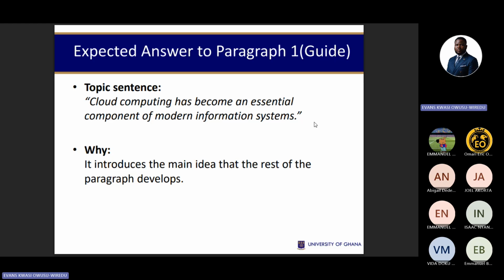When we talk about cloud computing, what are we talking about? Anybody? Nobody? Somebody? Cloud computing, anybody? I'm not so sure. Anybody? So you're wrong. Okay.